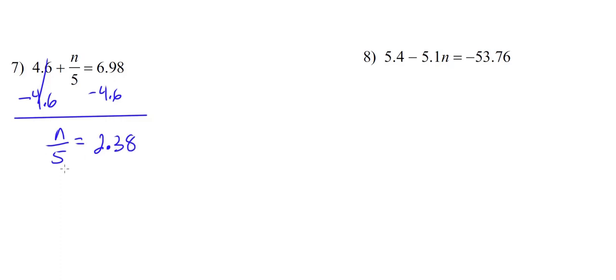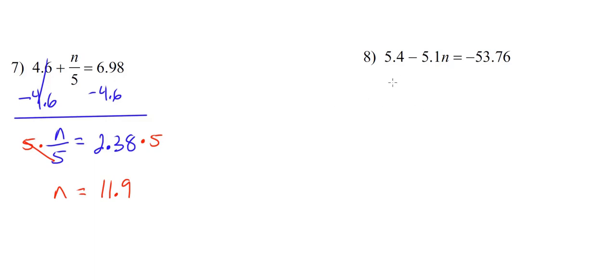Now we need to get rid of this 5, and this 5 is dividing n. n is being divided by 5. So in order to undo division by 5, we need to multiply both sides by 5. On the left, the 5's cancel out, leaving us with n. And on the right, 2.38 times 5 equals 11.9. So that's our answer.